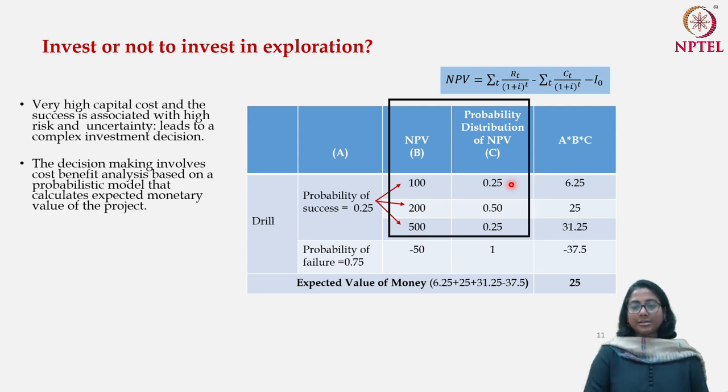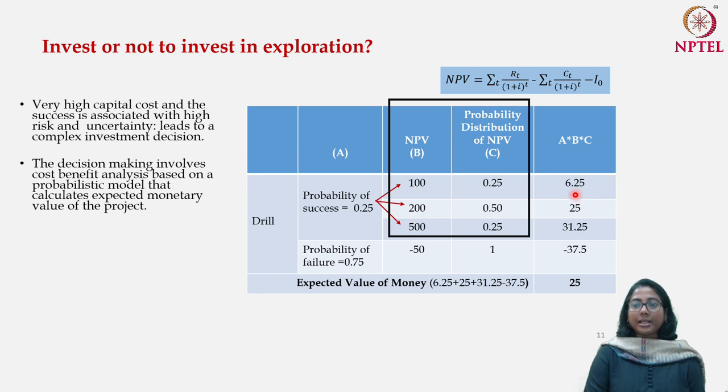If I look at these six numbers, what I am getting is the probability distribution of the net present value. What is the probability distribution? The probability that I get the net present value equal to 100 is 0.25. The probability that I get NPV equal to 200 is 0.5, and the probability that I get NPV, which is very high, 500, is 0.25. So in a sense, what is the expected NPV? The expected NPV is 100 multiplied by 0.25 plus 200 multiplied by 0.5 plus 500 multiplied by 0.25.